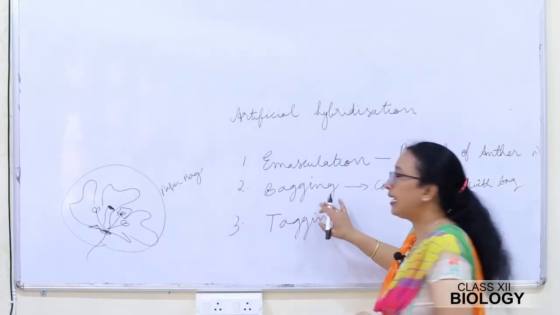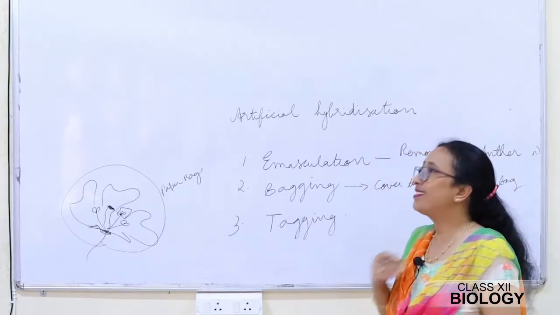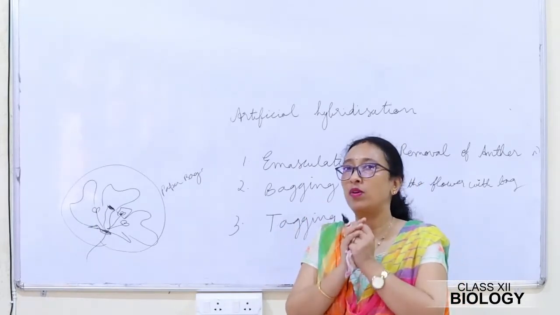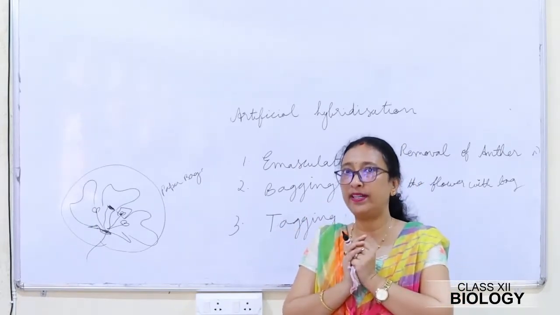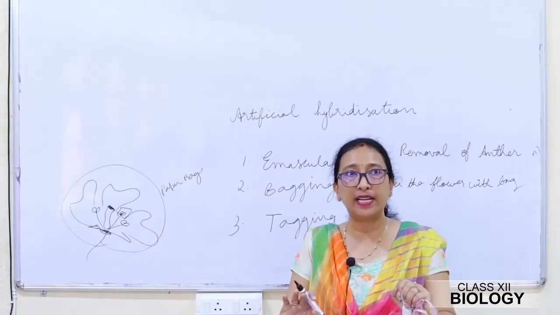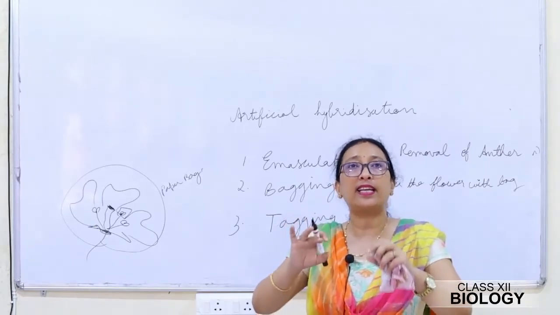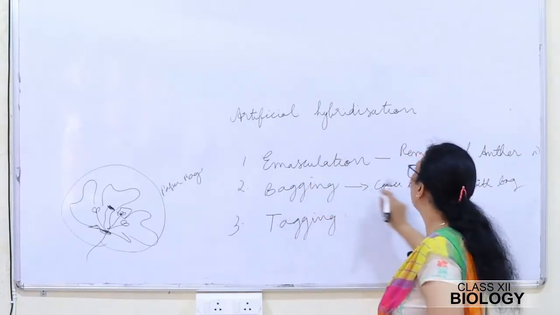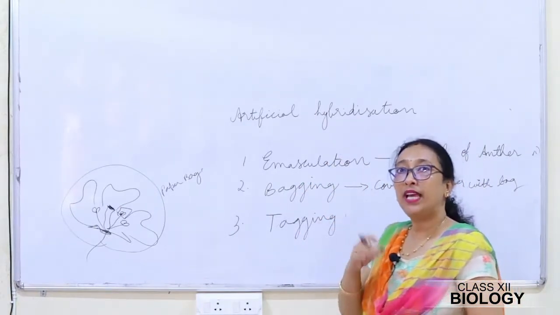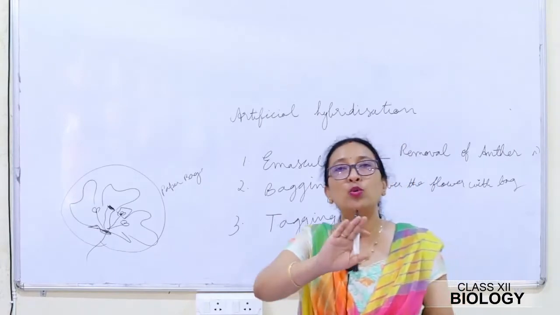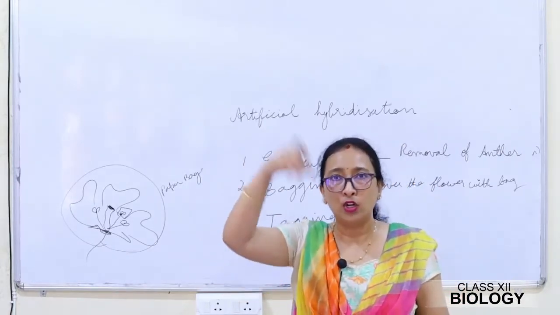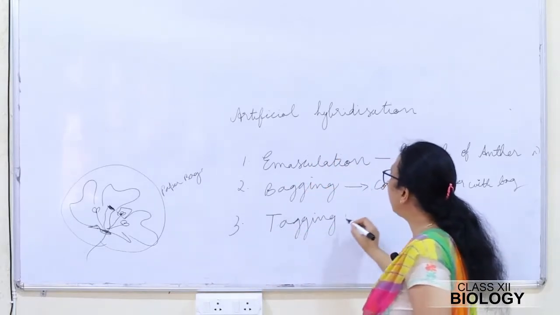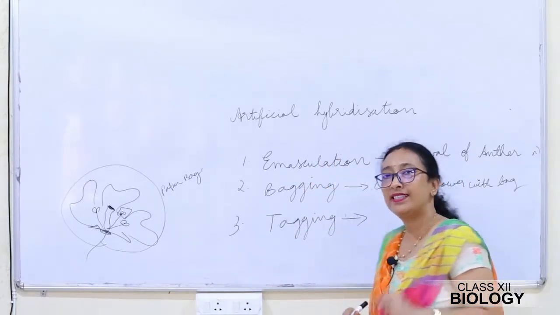Again, bagging: after removing, we will dust our desired pollen grain on the stigma. Now the stigma has got our desired pollen grains, that is, now pollination will take place. When we have dusted, we will cover the flower. Because we have placed our desired pollen grain, we don't want any other foreign pollen grain to land on the stigma of that flower. After that, it will be covered, then it will be tagged. What is tagging?